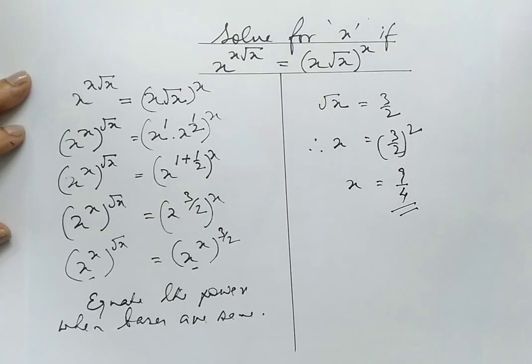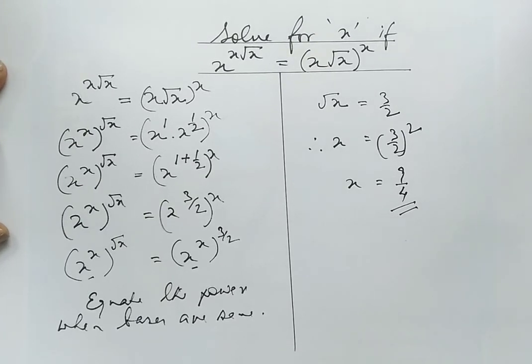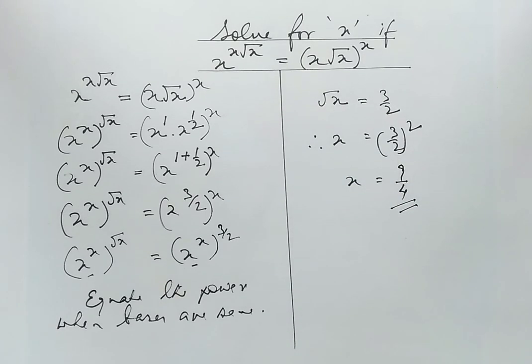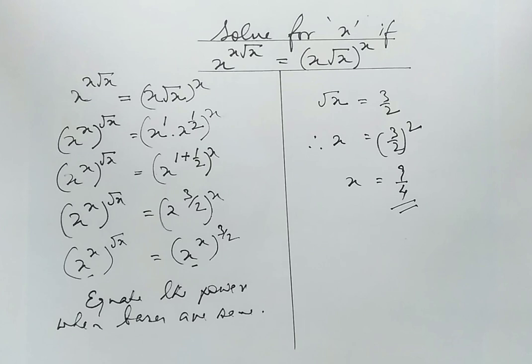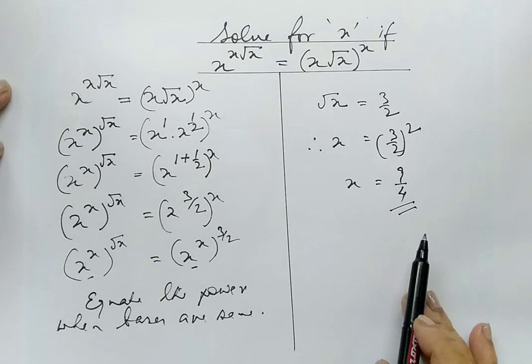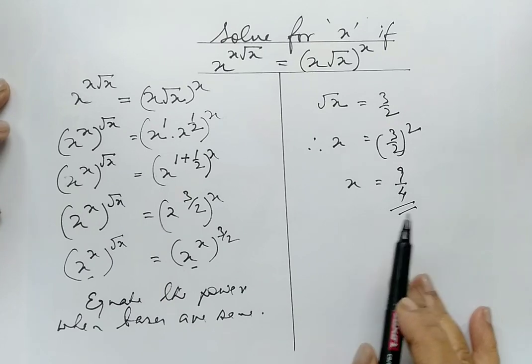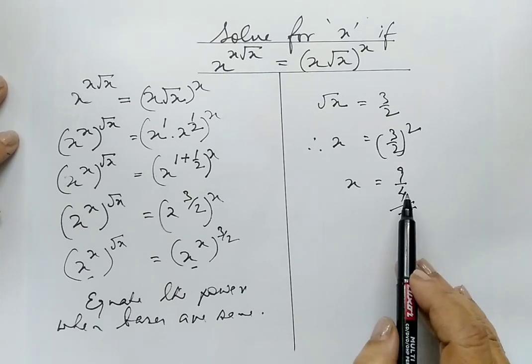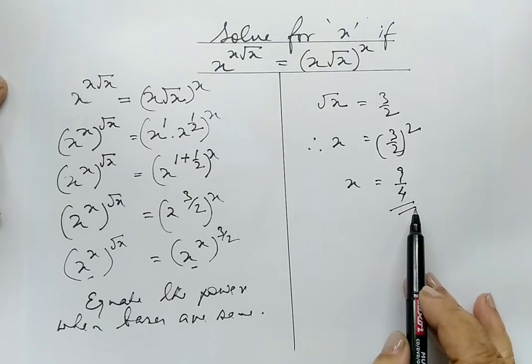And this is exactly the answer for x we were looking for. Alright? So is there any confusion? So now there is no confusion at all. We have found the value of x, 9 by 4.